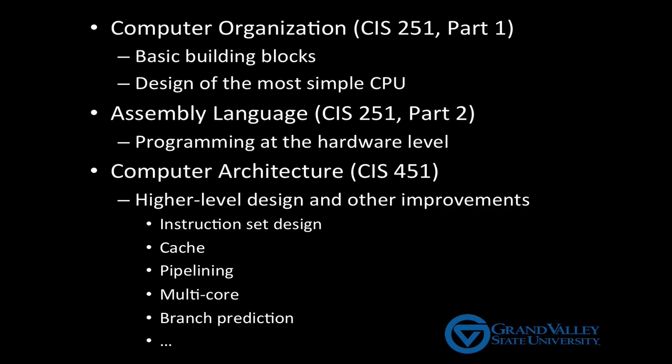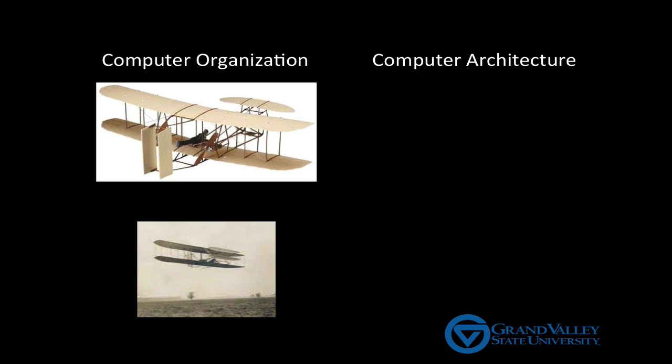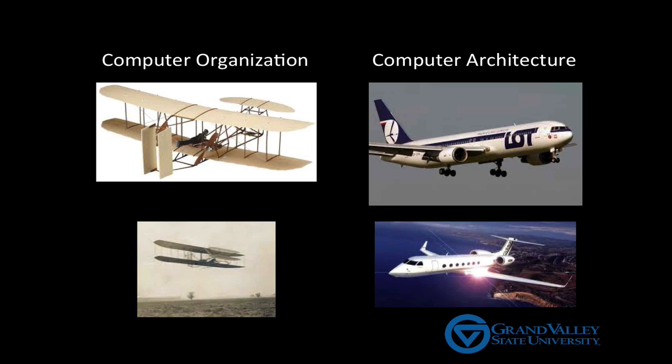In the next course, Computer Architecture, you'll learn about the design techniques like caching and pipelining that we use in today's faster, more efficient CPUs. In other words, this course is analogous to teaching you how to build and fly a simple plane like the Wright Flyer, whereas Computer Architecture is analogous to teaching you how to build and fly a jet.